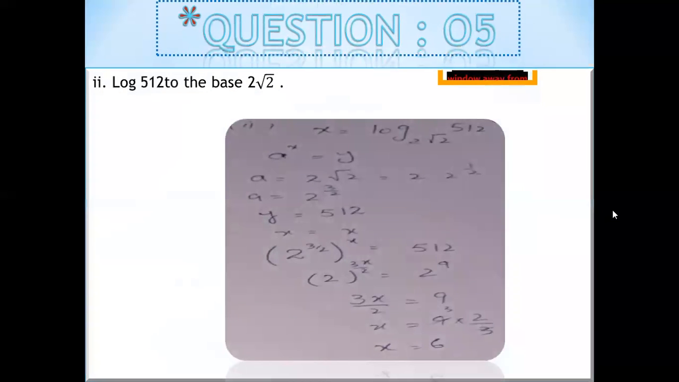In the next part, the question is written as log 512 to the base 2 under root 2. It means that in the question, the base of the log is 2 under root 2. Again, we say let x is equal to log to the base 2 under root 2 of 512, and compare the values of a, x and y, put them in the exponential form, and after the calculation we see that the value of x becomes 6.